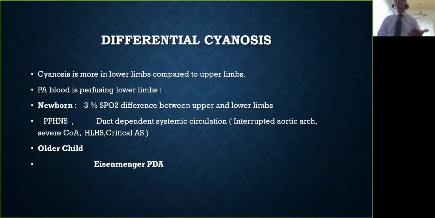In the older child, Eisenmenger PDA is the classic example of differential cyanosis. A large PDA has gone uncorrected for a long time, and you find that at the age of 15 or 20, you see a child with differential cyanosis and clubbing.